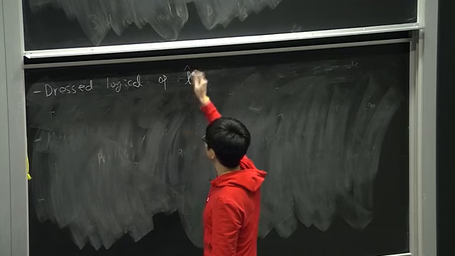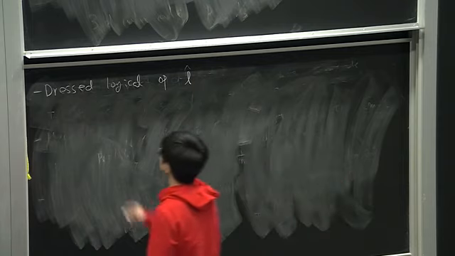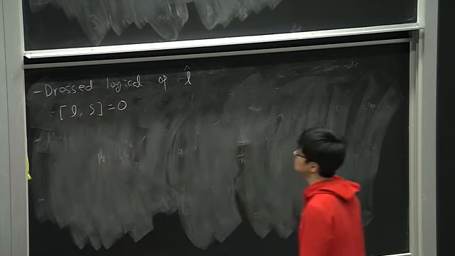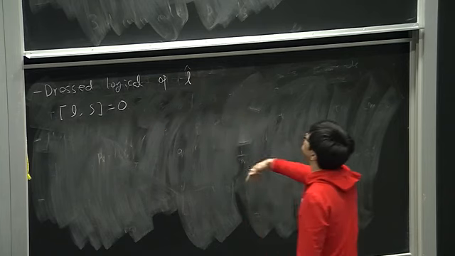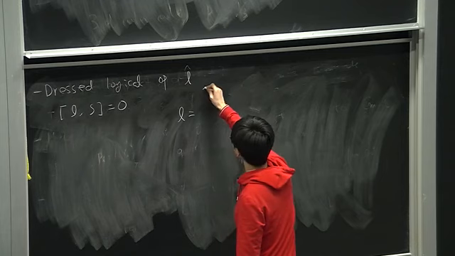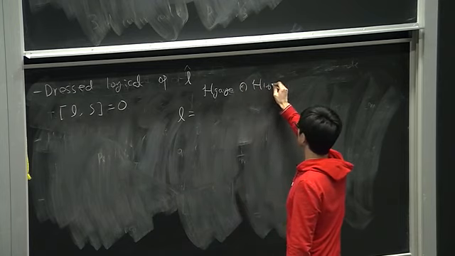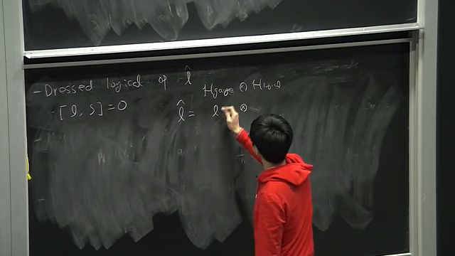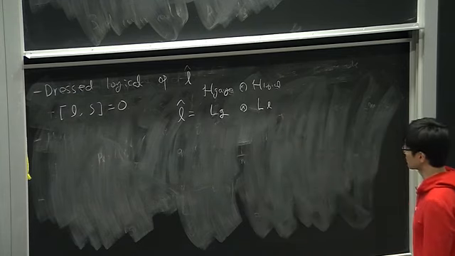Let me add hat for dressed operators. The definition of a dressed operator is that it commutes with S operator. S means stabilizers. So L is an operator which keeps you inside the code word space, but it could act non-trivially on the gauge qubits. So hat, yeah, something like this.